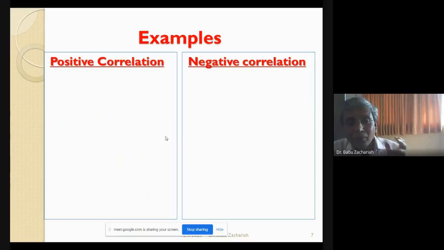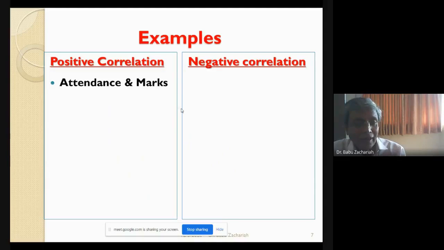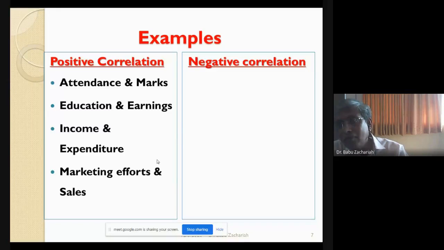And positive correlation, I can give a number of examples: attendance and marks, or education and earning. Better is your education, better is your salary. And income and expenditure. As your income increases, expenditure also does increase. Marketing efforts and sales. More efforts you put in marketing, sales also does increase.